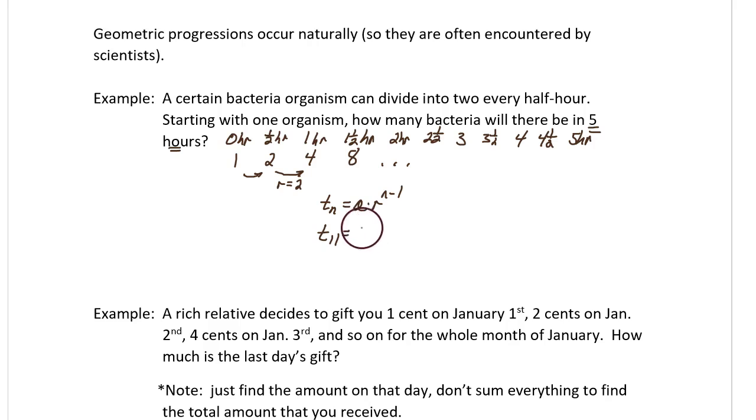Our value of a is 1, the first number in the list. Our value of r is 2. It's doubling every time. And for n, we used 11. So the 11th term in our list is equal to 1 times 2 to the 10th power. Let's evaluate that on a calculator. 2 to the 10th is 1,024 bacteria.